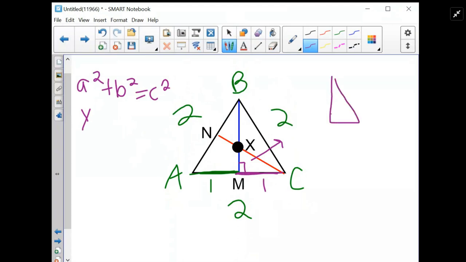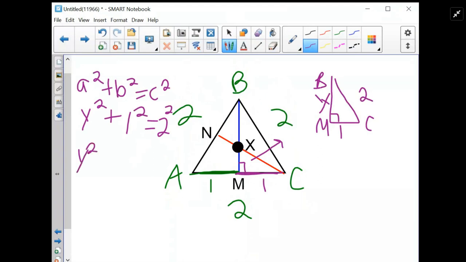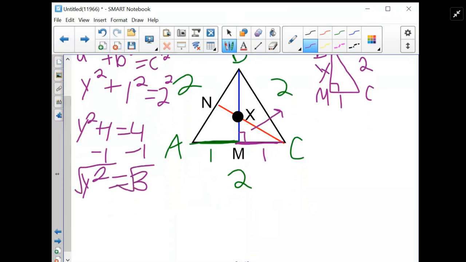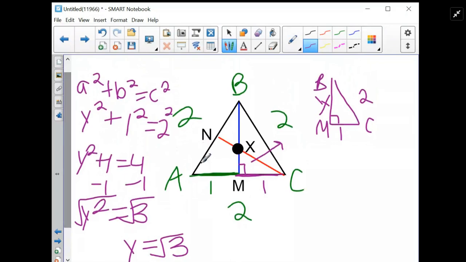If we need to, we could rewrite this triangle like this. Here's BM and C. And we know this is 1, this is 2, this is, we'll say y. That's what we're solving for. So y squared plus b squared is 1 squared, b is 1. And c squared is 2 squared. Okay. Y squared plus 1 equals 4. We're simplifying, then we subtract. Y squared equals 3. So our y here is square root of 3. Okay, so square root of 3 is the value of that whole side, BM.